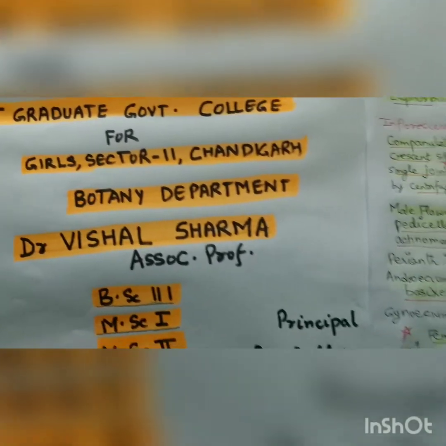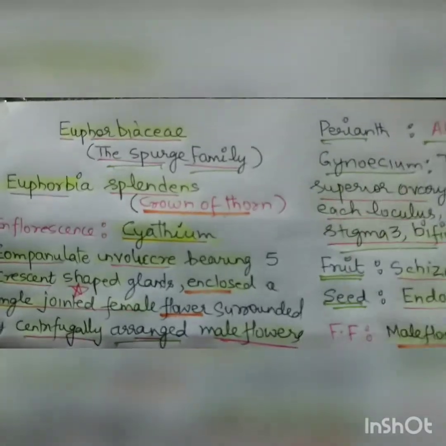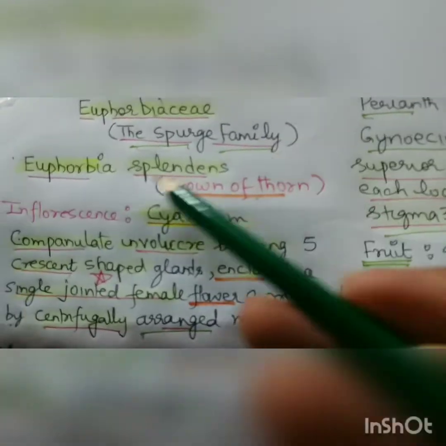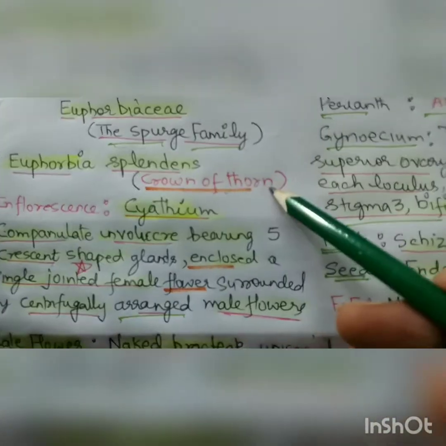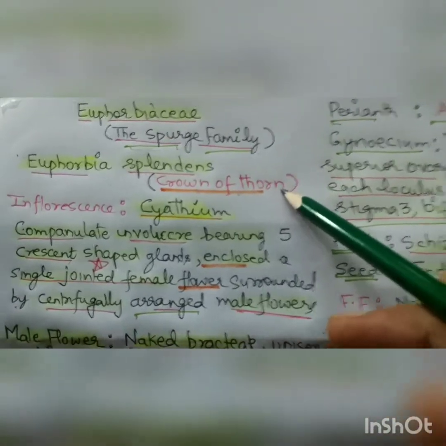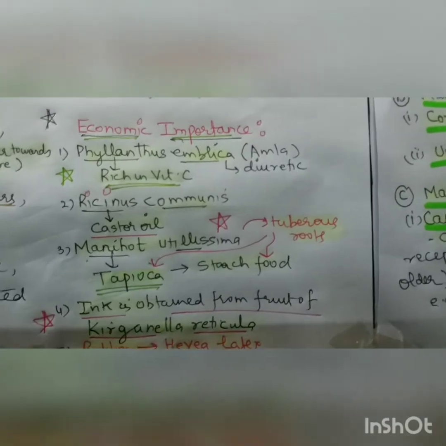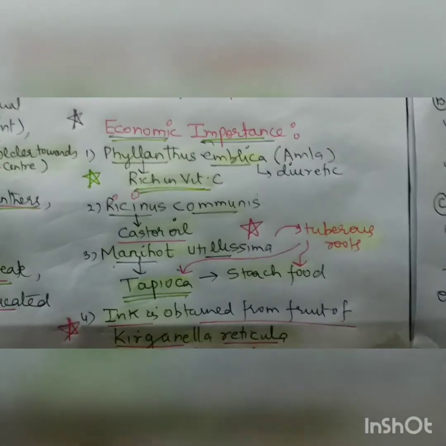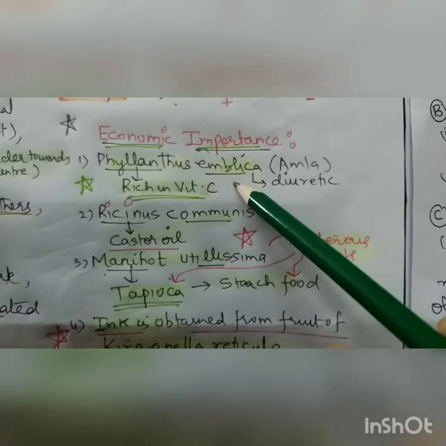Today we are doing the family Euphorbiaceae, also called the spurge family, and it has genera like Euphorbia splendens, which is called crown of thorns. This is a very important family. You can know from its particular plants which are present in this family.